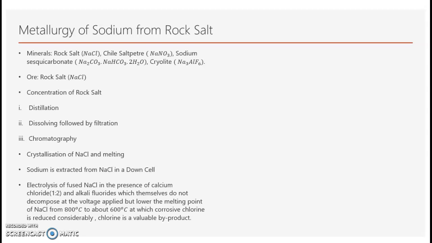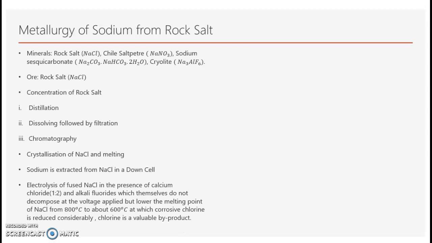of sodium chloride. These additives themselves do not decompose at the voltage applied, but lower the melting point of sodium chloride from 800 degrees Celsius to about 600 degrees Celsius, at which corrosive chlorine is reduced considerably. And chlorine is a very valuable byproduct in this reaction.